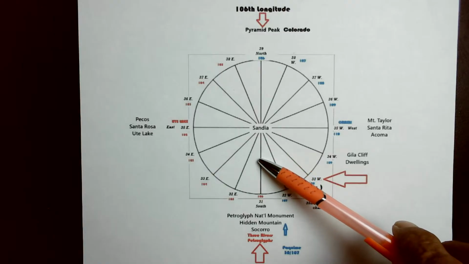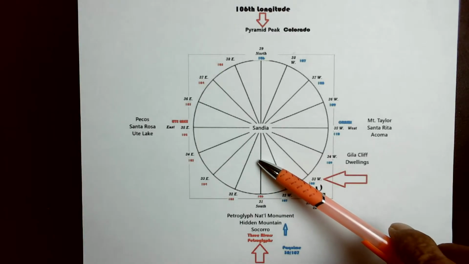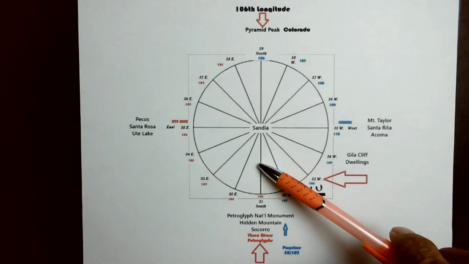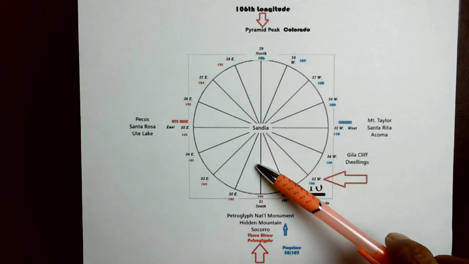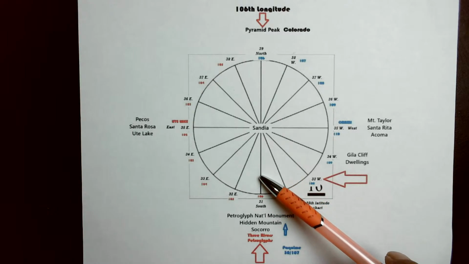You go down to the next one. What is it? Socorro. At Socorro, there's a Spanish mission, and there are some petroglyphs there, used for the same purpose, for trade, local, continental, or global. And what is it located at? 106 degrees longitude. And then from the Socorro petroglyphs, you go down to the Three Rivers petroglyphs.